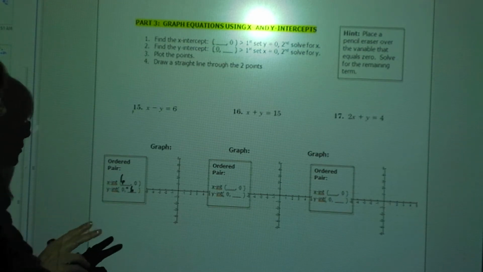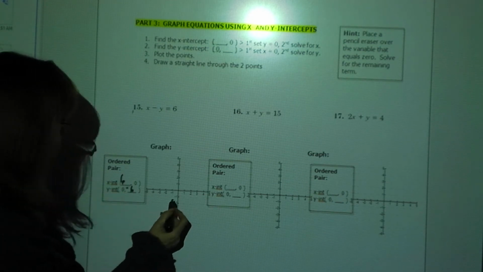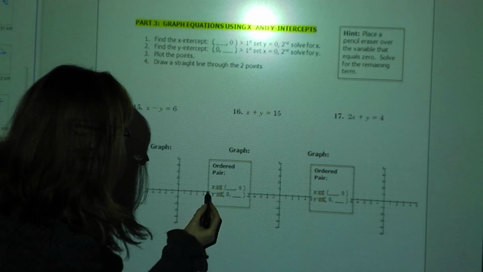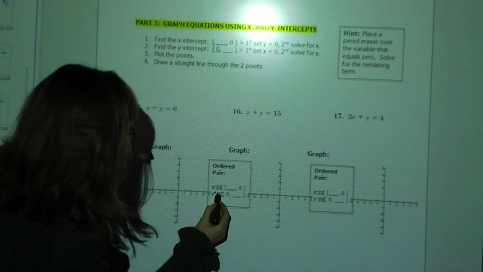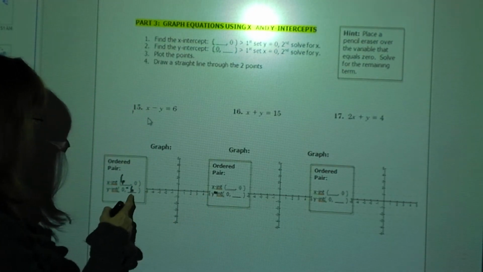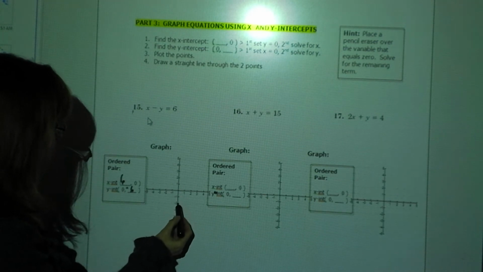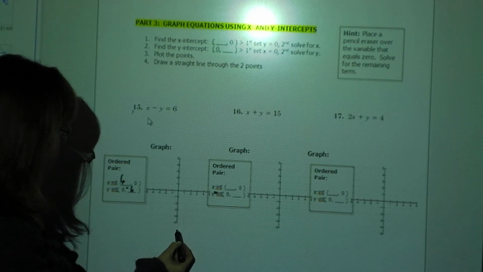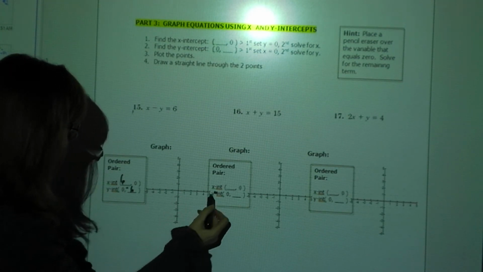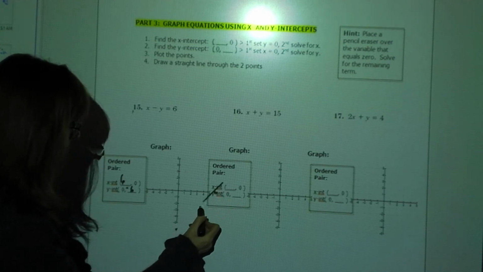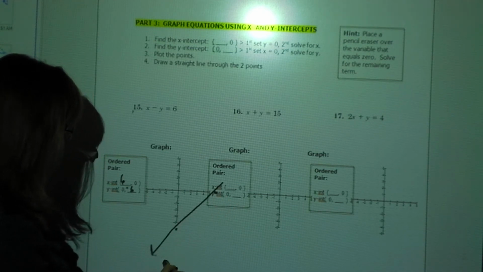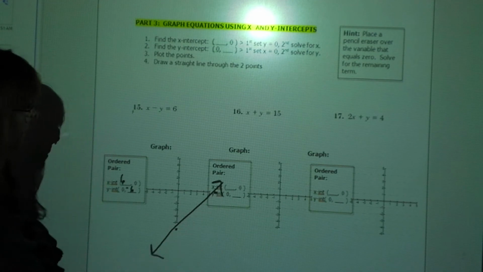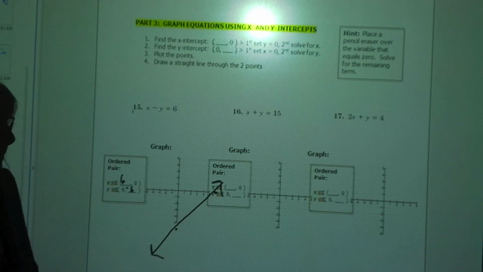So now I'm going to plot those 2 points. I have (6, 0). And then I have (0, -6). And then I'm going to plot those 2 points. I'm going to connect them with a straight line. It goes a little off the graph, but your graph will look like that. Okay?